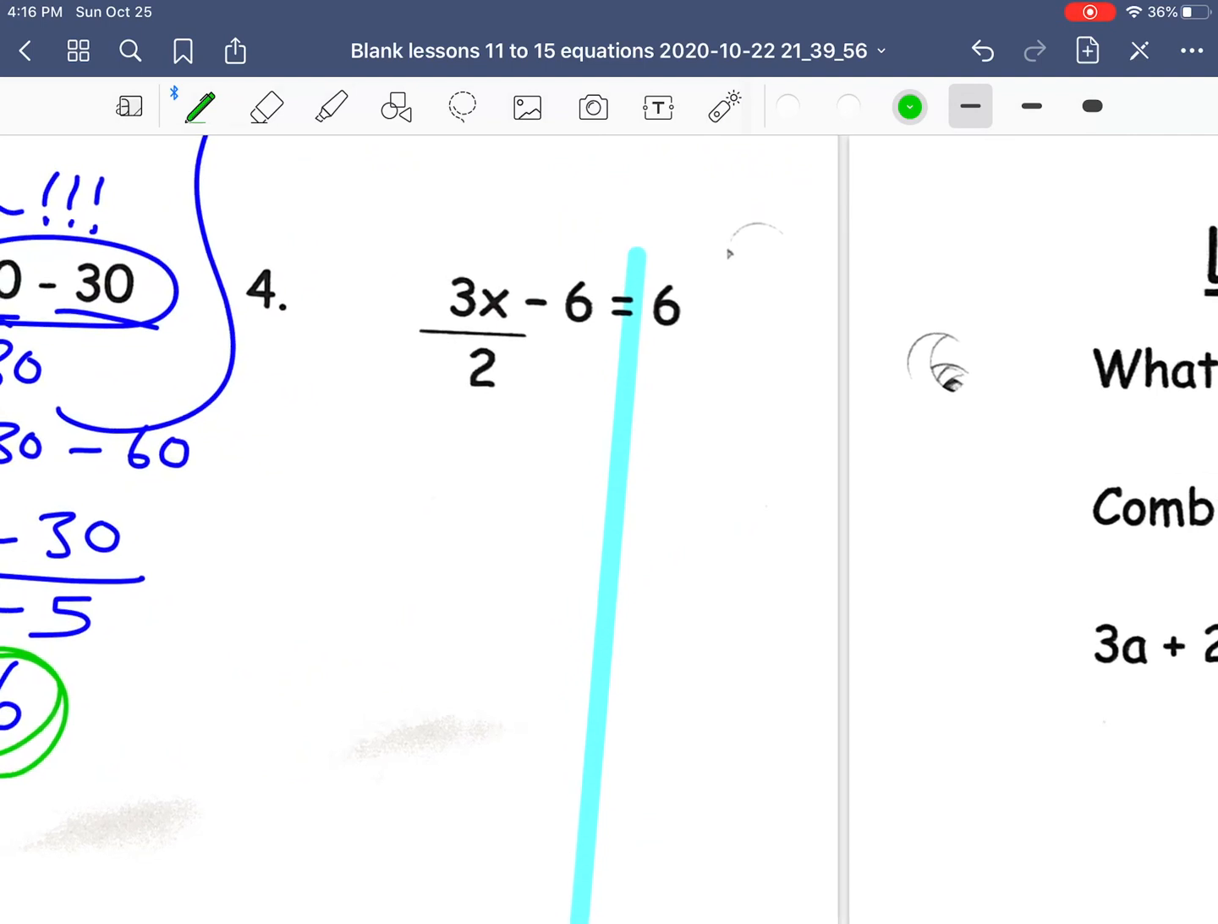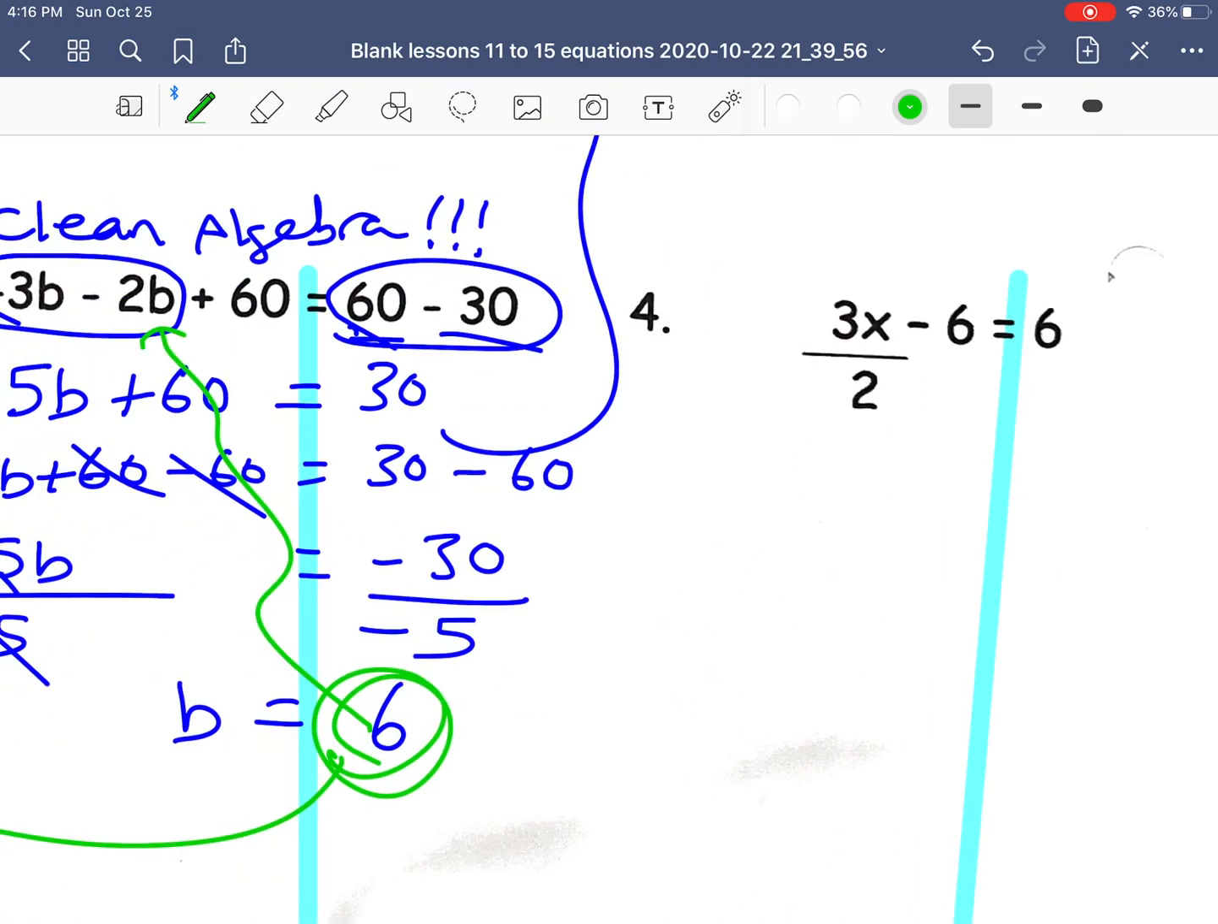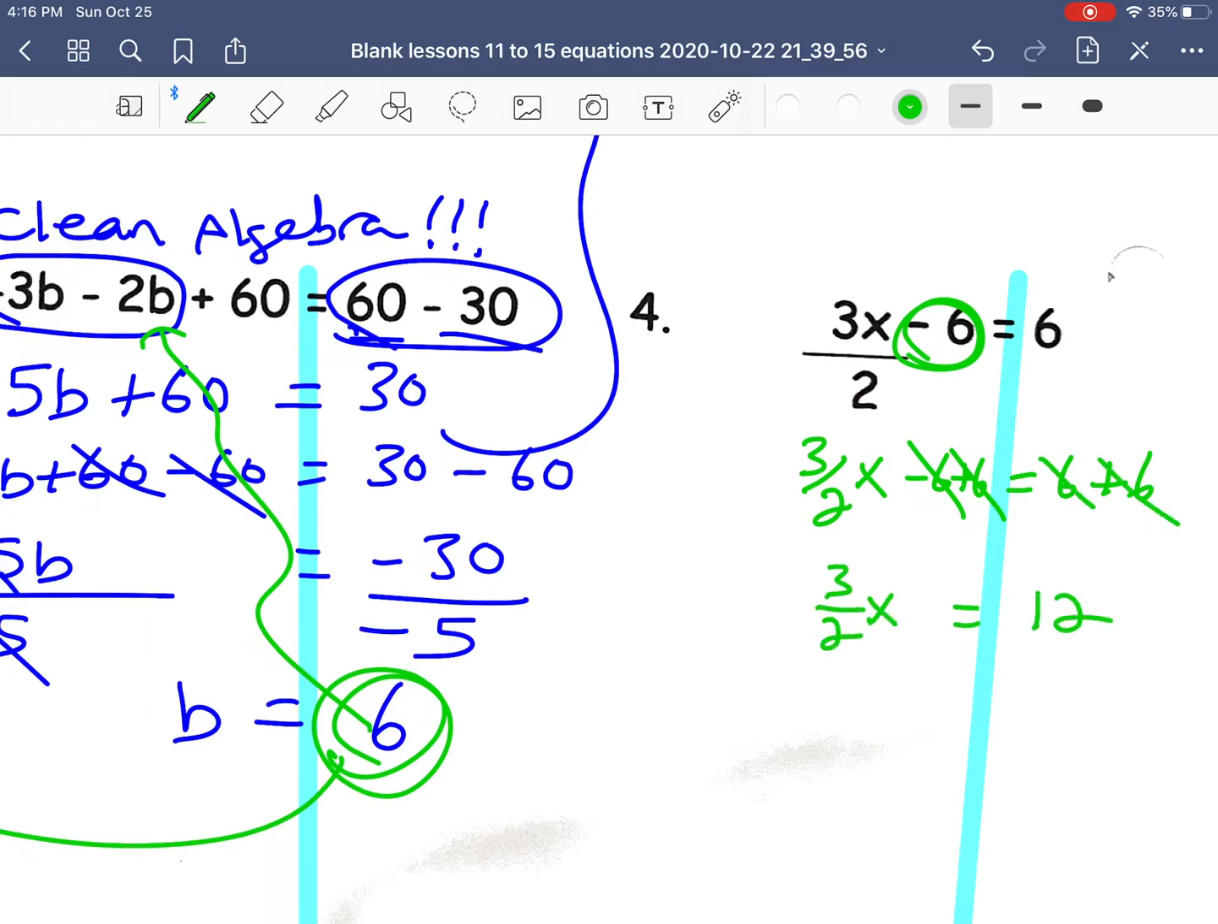Number 4, back to a baby 2-step question, right? The only thing here is I do have a fraction, right? So negative 6 plus 6. I want to get rid of minus 6, plus 6. My objective is to get rid of this guy, 3 over 2x. 6 plus 6 is 12 on this side.